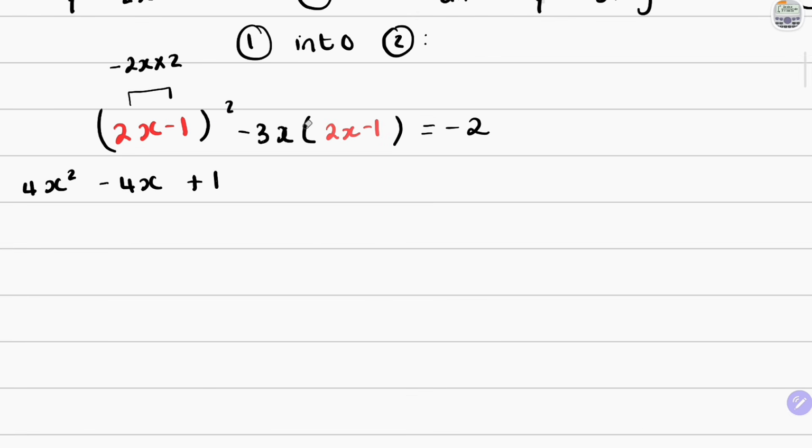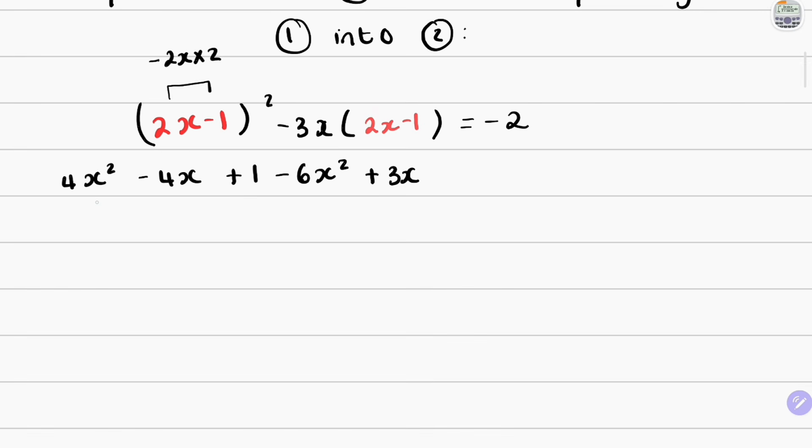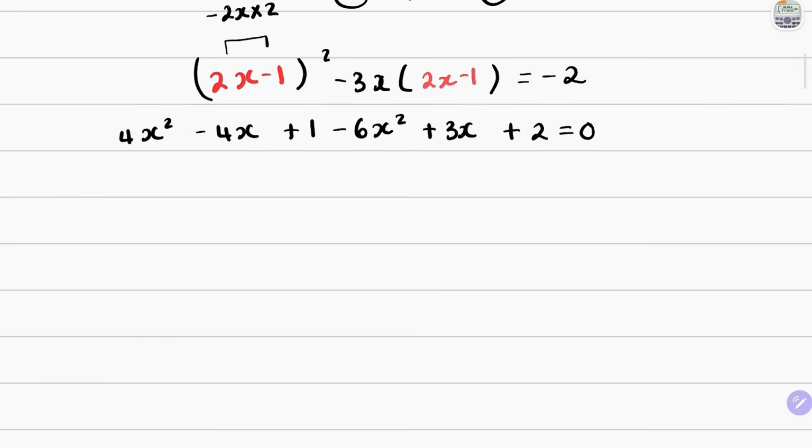Okay, we're done with that. And now distribute here. We're going to get negative 6x squared. Negative 3x times negative 1 is positive 3x. And you see that we're going to have a trinomial here, because we have an x squared remaining and we have x and then a constant. So let's just transpose that too. So plus 2 equals 0. So this is equal to, we're going to say 4x squared minus 6x squared, and that gives us negative 2x squared, and then negative 4x plus 3x, that's 3 minus 4, which is minus x, and 1 plus 2 is 3, is equal to 0.